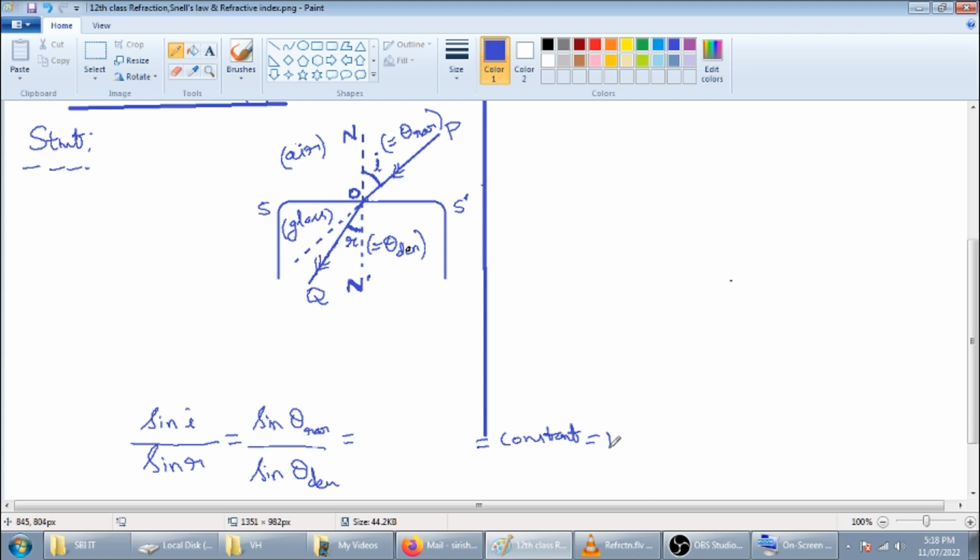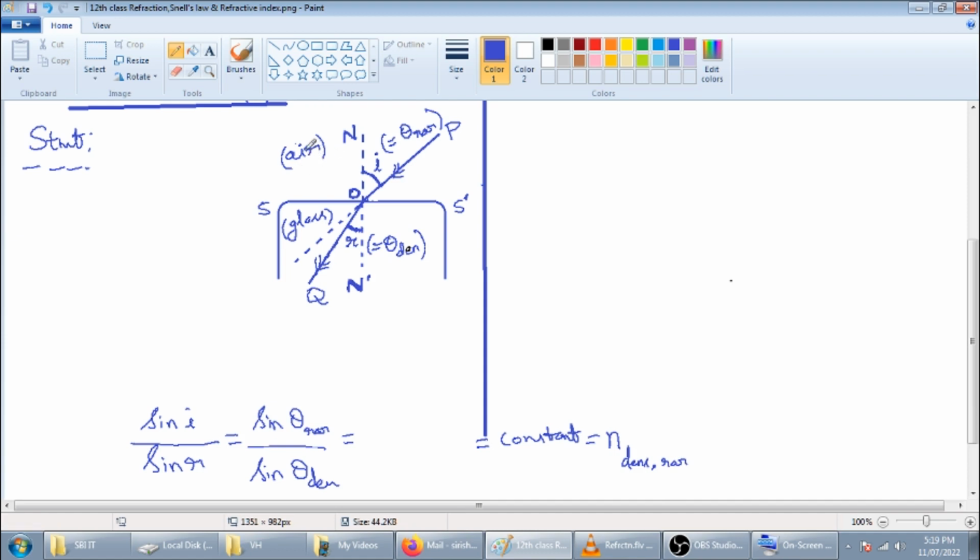So this particular constant value is simply called the refractive index of glass with respect to air or vacuum, or the refractive index of the denser medium with respect to air or vacuum. Simply it's written as N denser, that means refractive index of the denser medium with respect to the air or vacuum, or with respect to the given rarer medium.